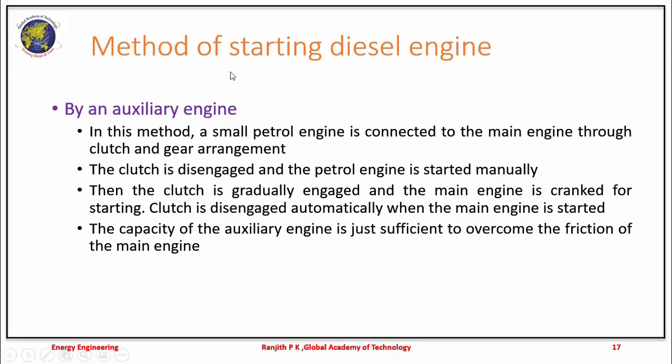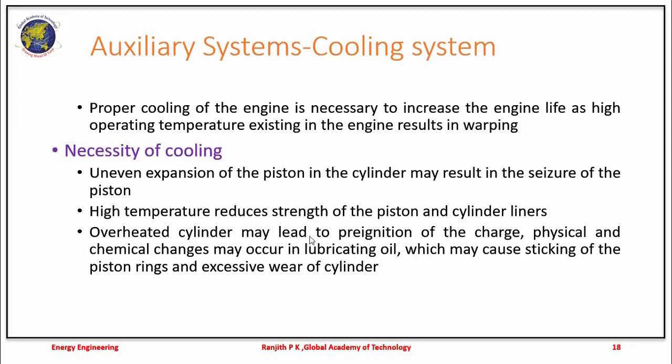In the auxiliary system, there is a small petrol engine connected to the main engine using a clutch and gear arrangement. The clutch is disengaged and the petrol engine is initially started. Then the clutch is gradually engaged and the main engine is cranked for starting. The clutch gets disengaged automatically when the main diesel engine is started. The capacity of this small petrol engine is just sufficient to overcome the friction of the main engine.